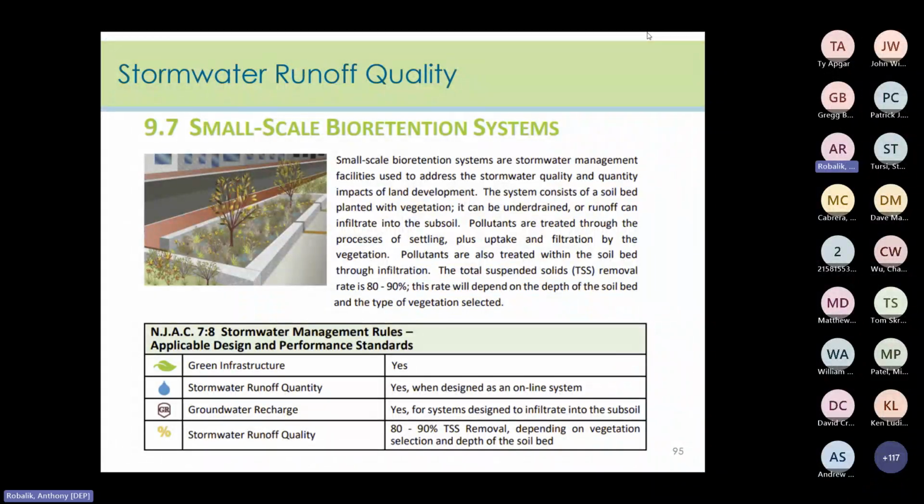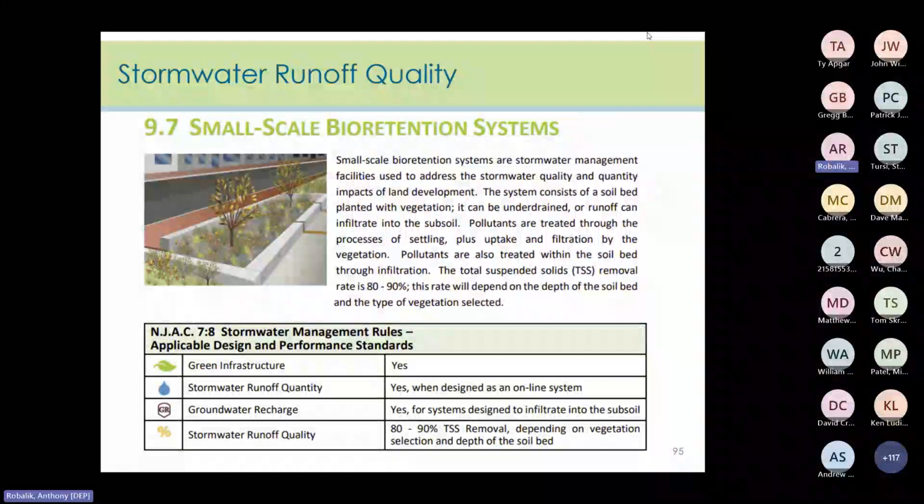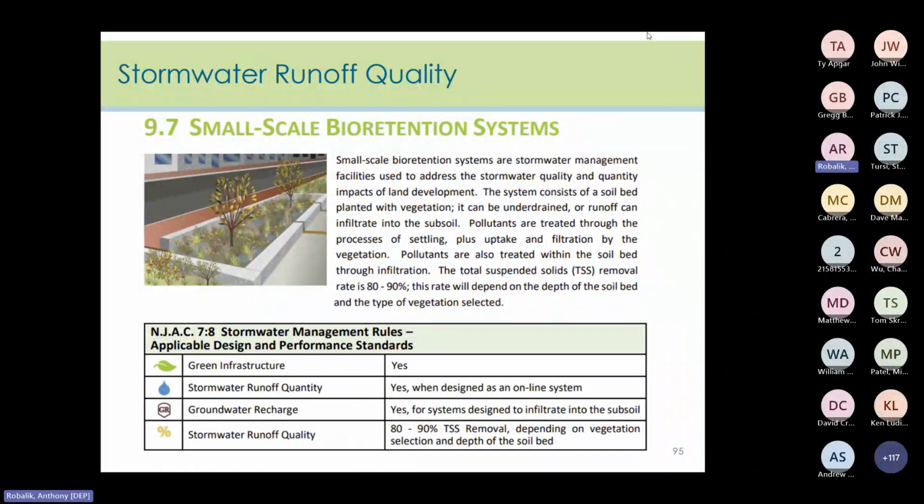Okay, moving on to small-scale bioretention systems. Bioretention systems provide more variability to address the rule requirements and are also very commonly used. Shown here is the summary page for small-scale bioretention systems from Chapter 9 of our BMP manual. As you can see in the table, this BMP can be used to meet the stormwater runoff quantity, quality, and groundwater recharge rule requirements.